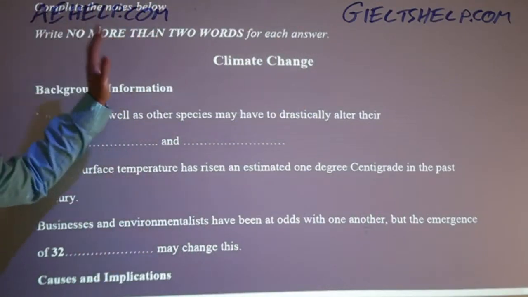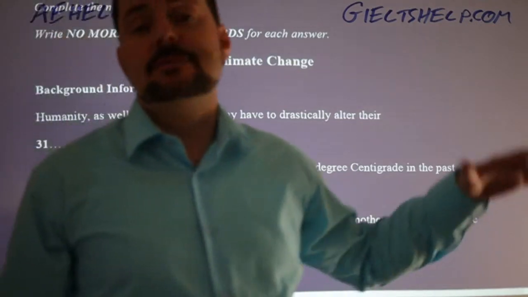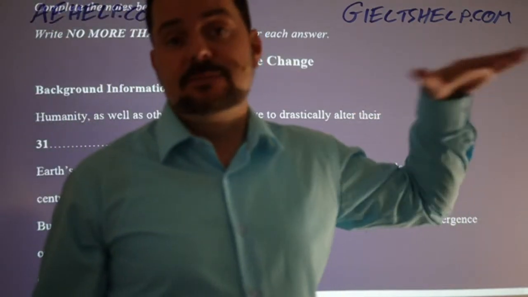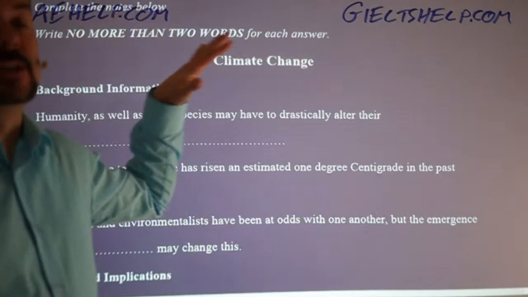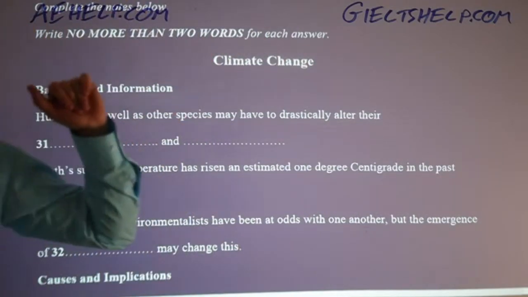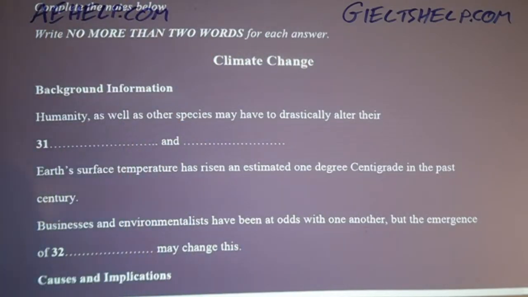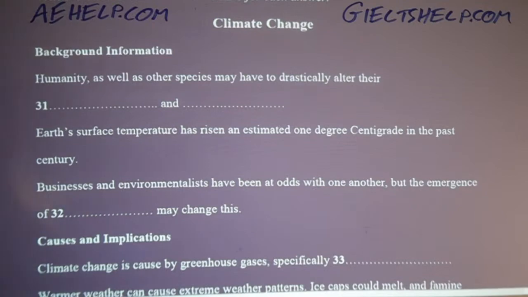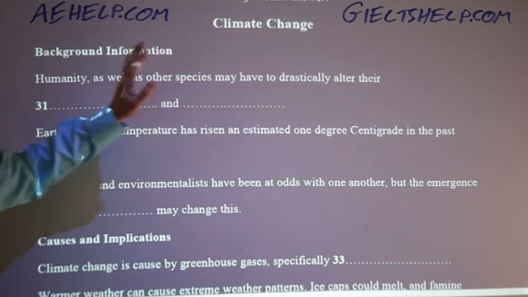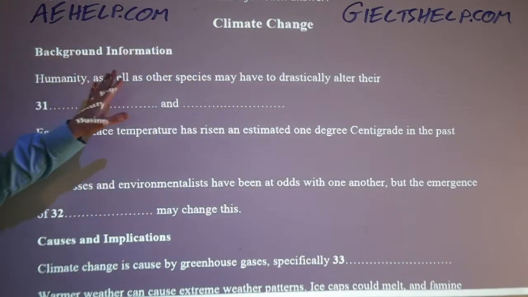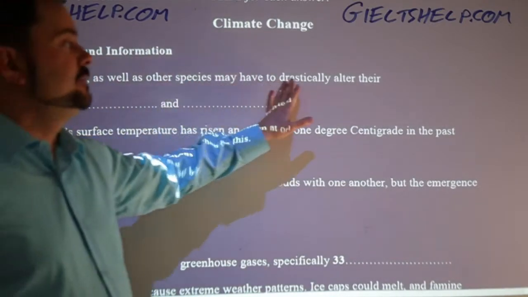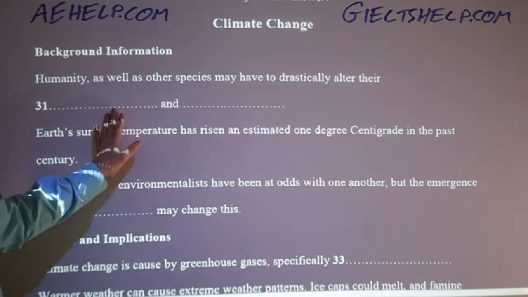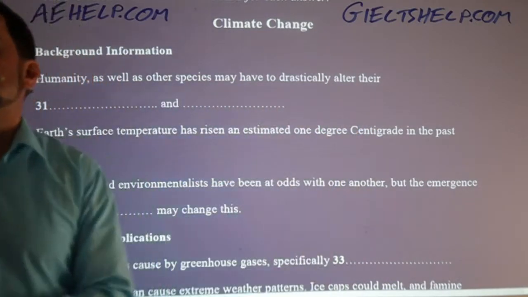It was one long paraphrased kind of summary with blanks for words, exactly like this. And then I had to fill in the blanks. Okay, so really, really similar. Here we go. Background information. It's climate change. We're visualizing this. Humanity, as well as other species, may have to drastically alter their something and something.